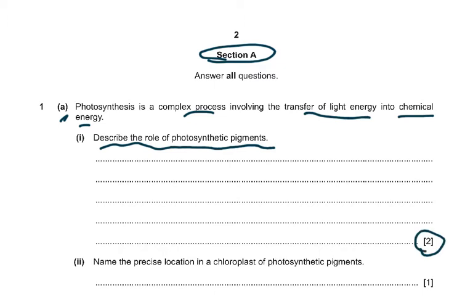So for 2 marks you had 5 mark scheme points. Absorb light or photons, excite electrons for cyclic and non-cyclic photophosphorylation, accessory pigments pass the energy to the primary pigment, and pigments form a light harvesting cluster, photosystem 1 and photosystem 2.